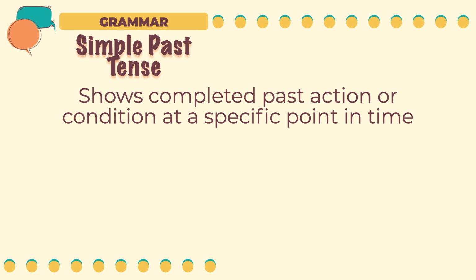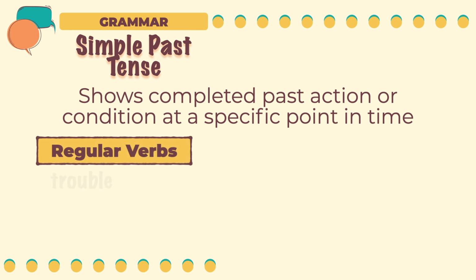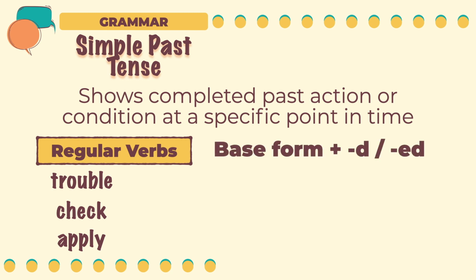Generally, there are two kinds of verbs, regular and irregular verbs, and their form changes in the past tense. Examples of regular verbs are trouble, check, and apply. The basic formula for simple past tense of regular verbs is base form of the verb plus D if the word ends in a vowel, or ED if the word ends in a consonant or in Y.